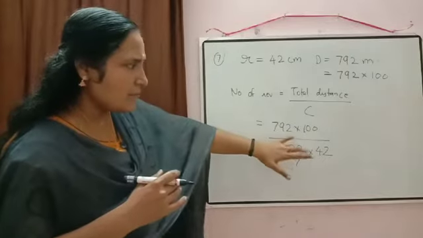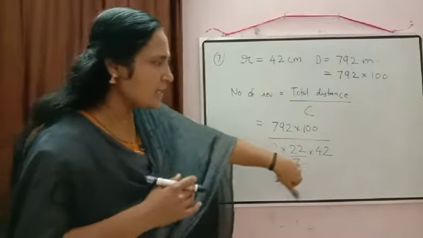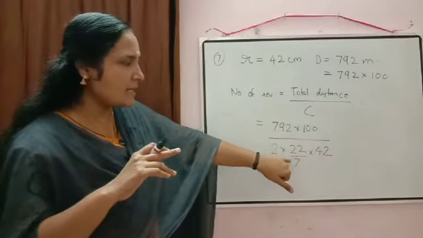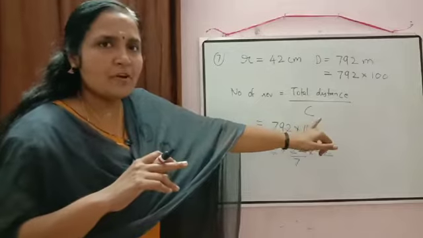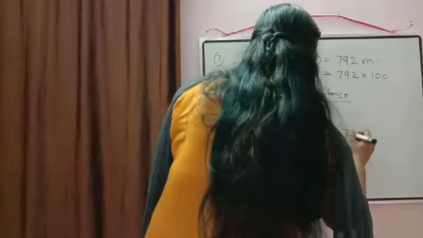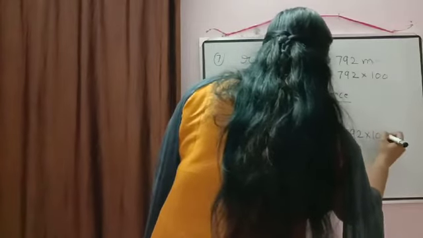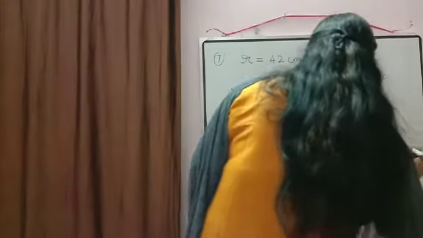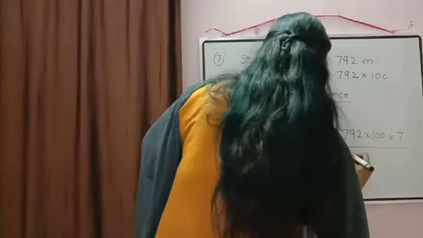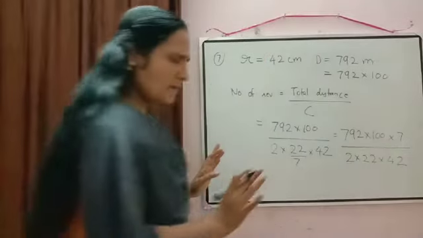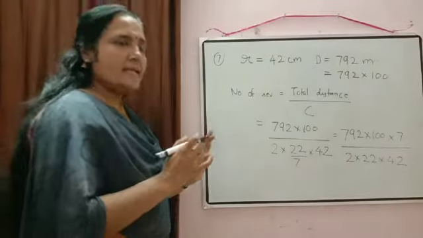We know when we are dividing something, whatever is there in denominator we have to take the reciprocal of that. So whatever is there in denominator, that will go to numerator. So we can write that step, and after that we can do the cancellation. Then it will come 792 into 100 into this 7, where it will go? It will go to numerator, into 7 by rest all the things we will write in denominator, 2 into 22 into 42. Now everything is clear. We can cancel the terms.